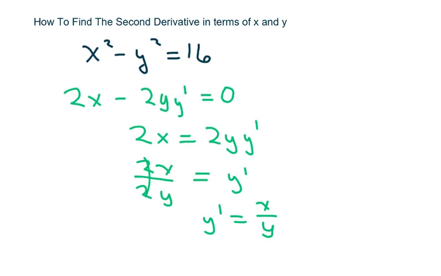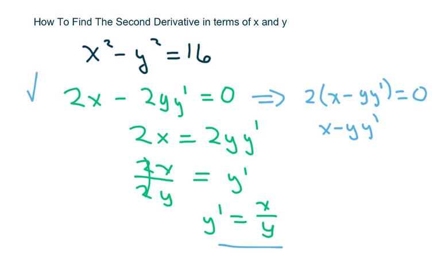Now, before we go on to the second derivative, I want to note that I'm not going to start here, I'm going to start here. What I can do from here is factor out a 2 and get x minus y times y prime equals 0. When you divide both sides by 2, you're just left with x minus y times y prime equals 0. I'm going to start with this when I do my second derivative.